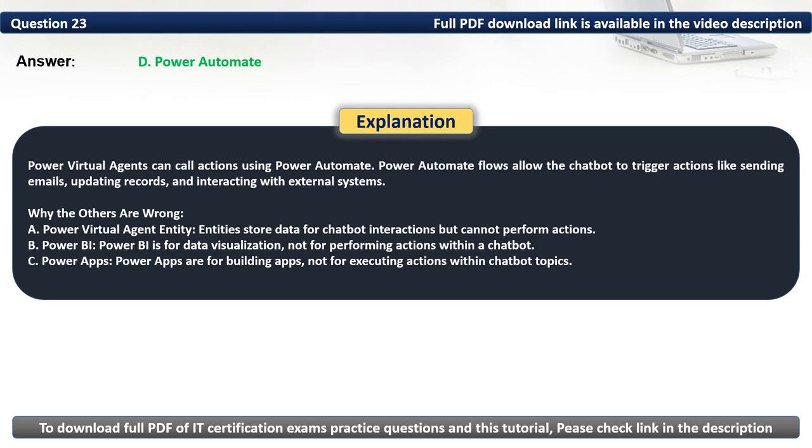Power Virtual Agents can call actions using Power Automate. Power Automate Flows allows the chatbot to trigger actions like sending emails, updating records, and interacting with external systems.